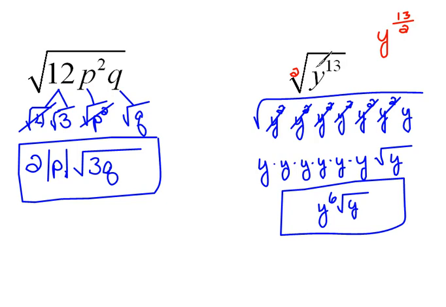So we could have gone straight from looking at this problem. We could have said, well, 2 goes into 13 6 times, so that's a y to the 6th. And then we'd have 1 left over that would have to stay underneath the radical. We would still get the exact same answer, but this is a little bit of a shortcut way of looking at it.